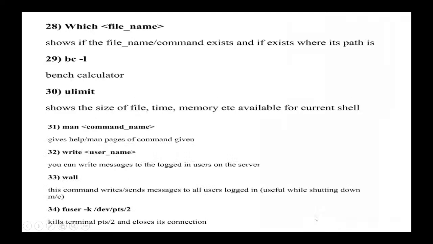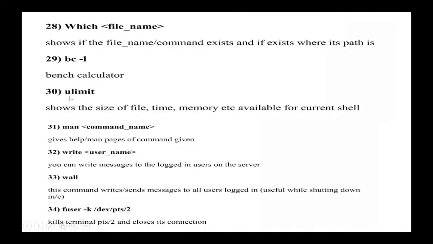The 28th command is which space file name, which shows if the file name or command exists, and if it exists, where its path is. The 29th one is bc -l, the bench calculator.